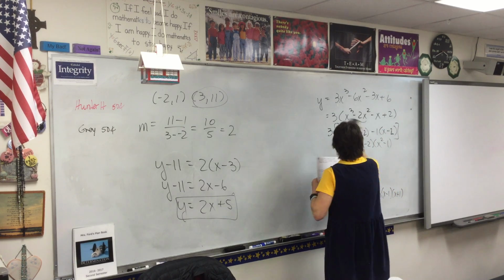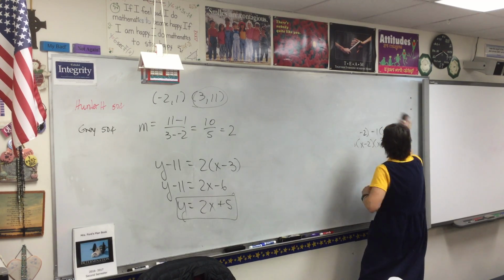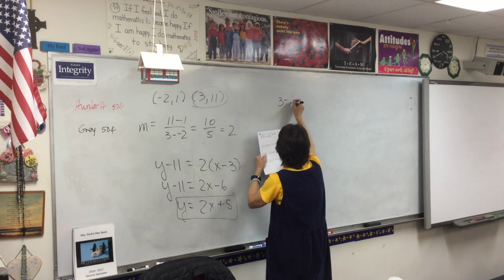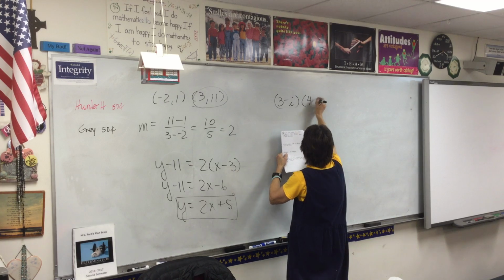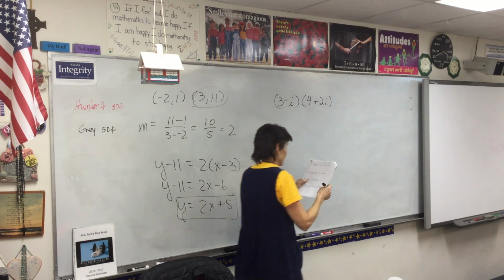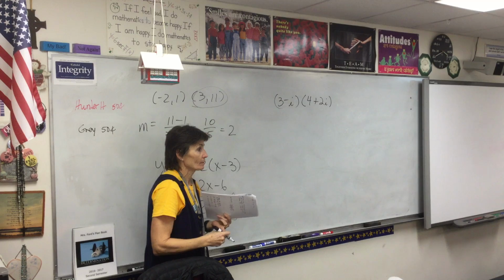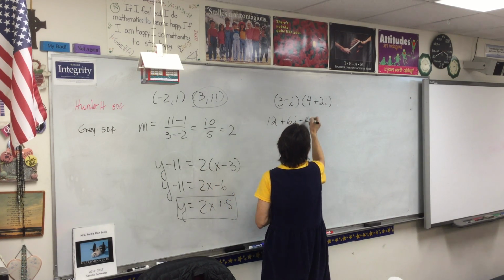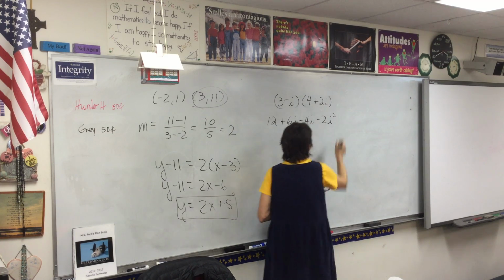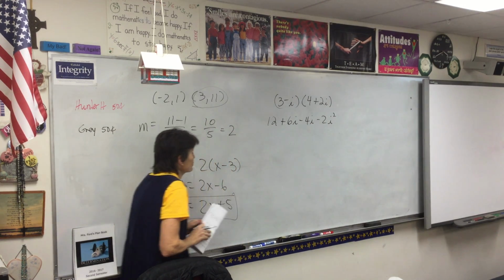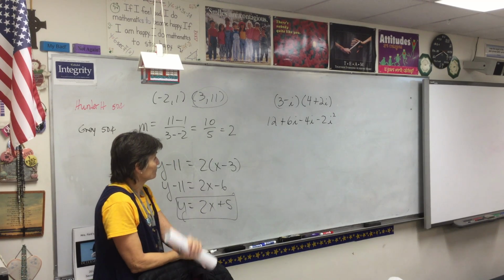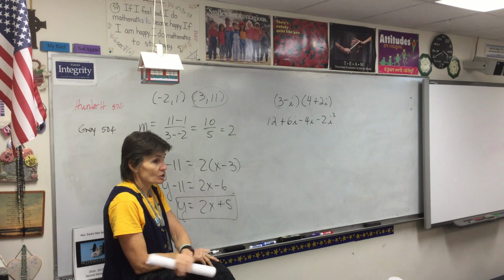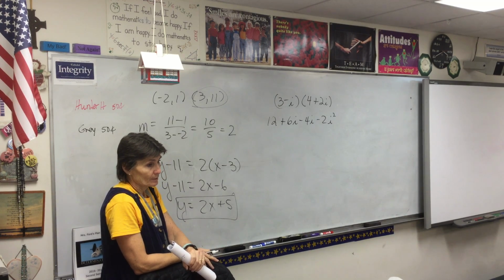Simplify. Got some i's in this problem. How do we start the simplification? FOIL? Absolutely. So 12 plus 6i minus 4i minus 2i squared. Remember, when you multiply i times 2i, you get 2i squared. So that's just foiling. Now what?